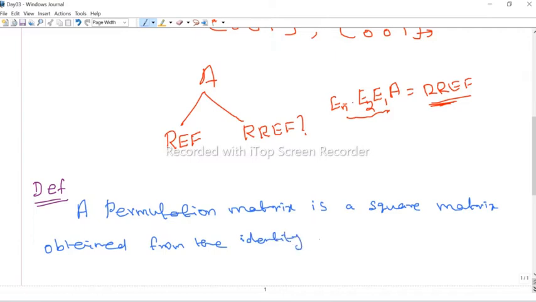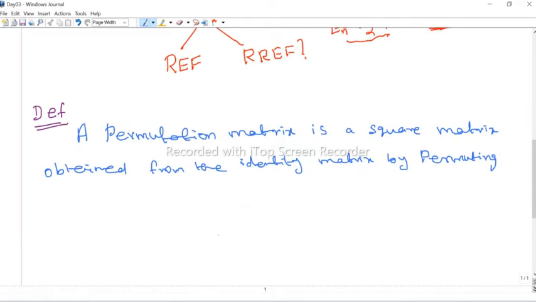Identity matrix by permuting the rows. We can permute the first row and then the third row, or the second row and then the fifth row, anything. So you have to permute the rows. Such a matrix is called a permutation matrix.